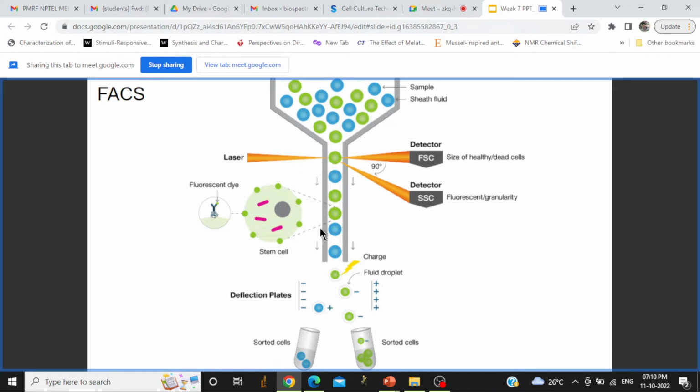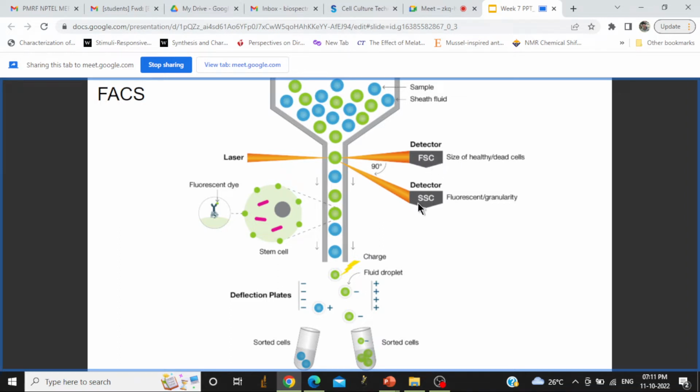When you suspend them, the FACS aspirates these samples, and after aspiration there are two types of detectors present in the FACS. So in the FACS you can do two things. One is that you will be able to know which type of cell this is, and you will also be able to separate the cell at the same time. For example, it has two types of detectors.